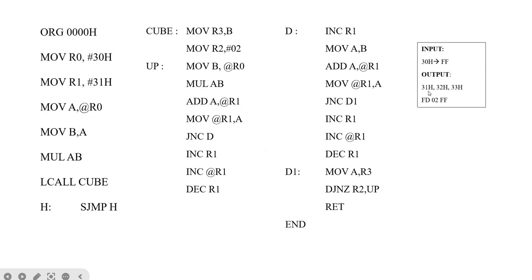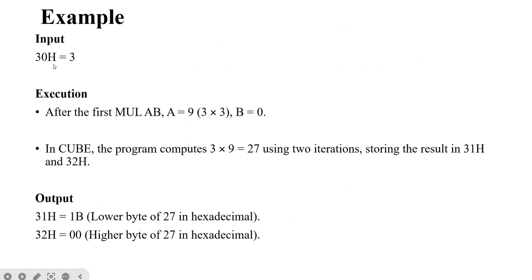If at 30H we are giving FF, then at 31H, 32H, 33H, you should get the output as FD 02 FF, that is the cube. And here at 30H we are giving 3. After the first multiplication, you should get A as 9 and B as 0. Okay. Now again we have to multiply 3 with this 9, we'll get 27. So we'll be storing the result in 31H and 32H. So 31H will be having 1B, that is the lower byte of 27 in hexadecimal, and 32H will be having 00, that is the higher byte of 27 in hexadecimal.